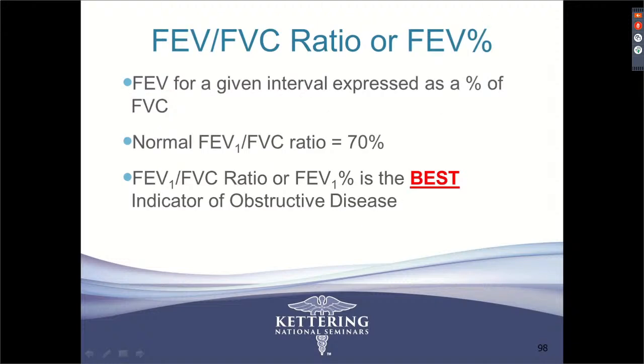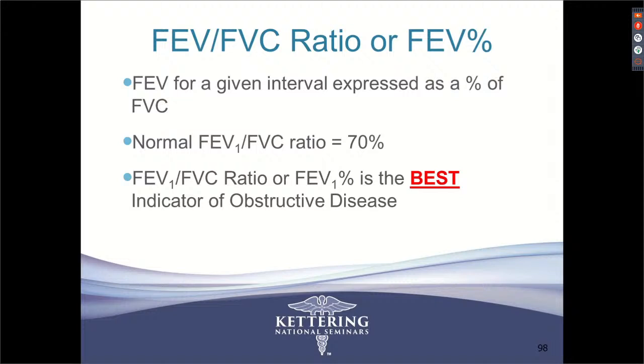All right, that brings us to letter B, the FEV1 to FVC ratio, or FEV percent. You can see there in the box what the normal range should be for the FEV1 to FVC ratio: about 70%, so highlight that. Number 3, if we have a decreased FEV1 to FVC ratio, it's the best indicator for obstructive disease. All right. And then we give another little insight there, number 6.